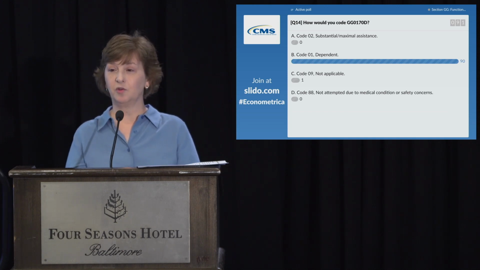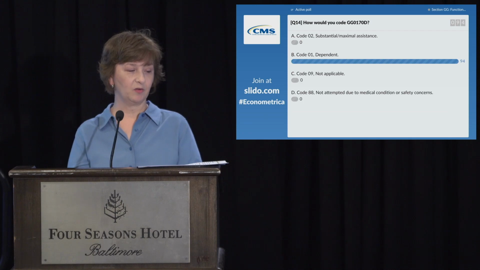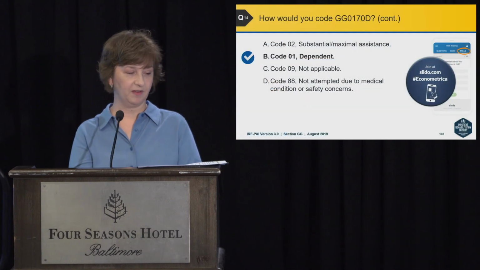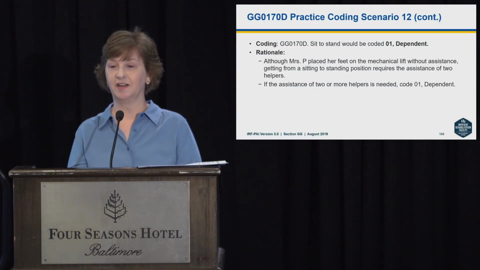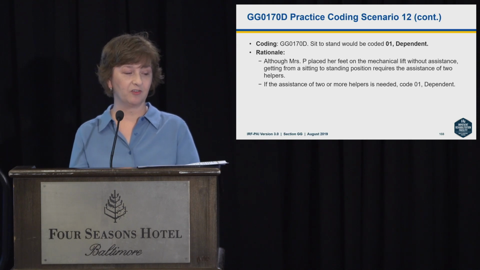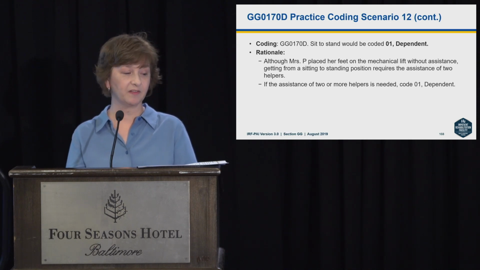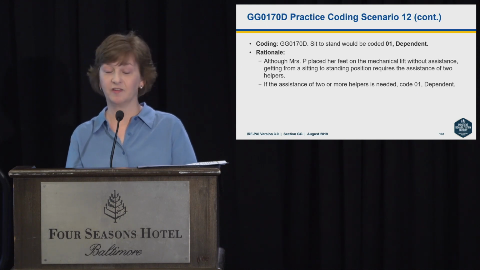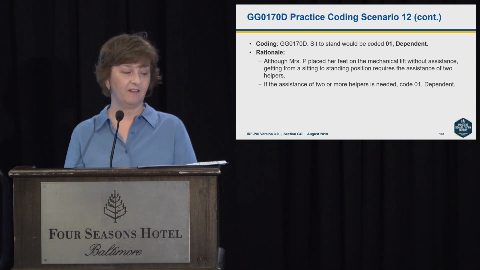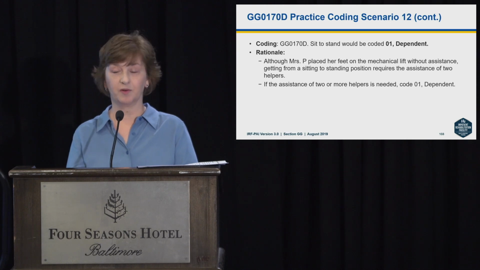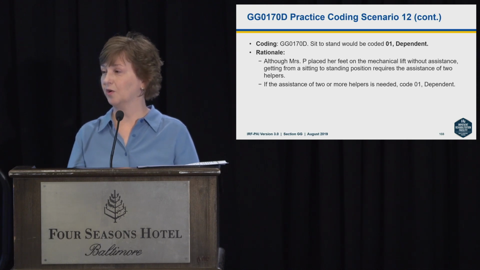Okay, so you are indeed correct. Code 1 is the correct response. The rationale is that although Ms. P placed her feet on the mechanical lift without assistance, getting from a sitting to a standing position required the assistance of 2 helpers. If the assistance of 2 or more helpers is required, you would code 01.